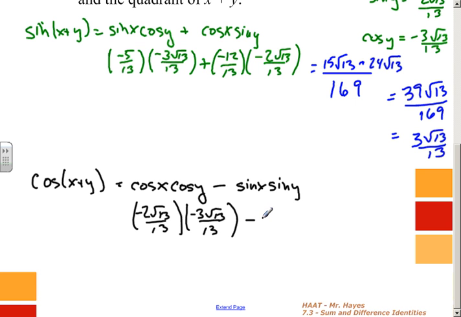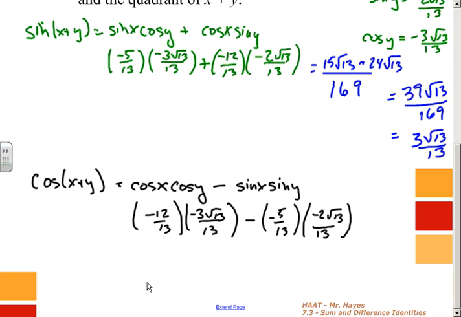Sine of x, you know what, my apologies, oops, this eraser is fallible. Cosine of x is negative 12/13. So cosine x, cosine y, cosine x, cosine y. Sine of x is a negative 5/13. And then sine of y would appear to be negative 2 root 13 over 13. And again, now you're just going to simplify this.